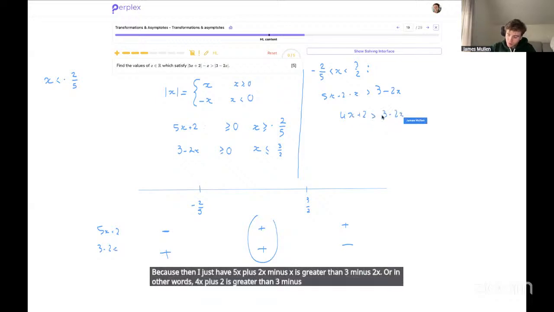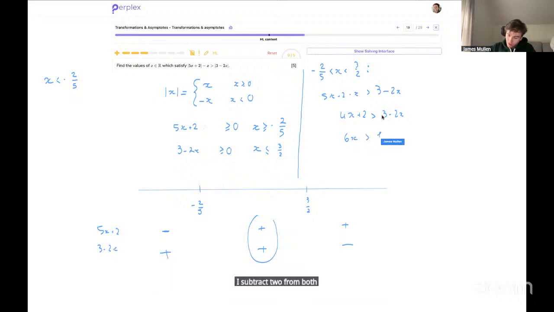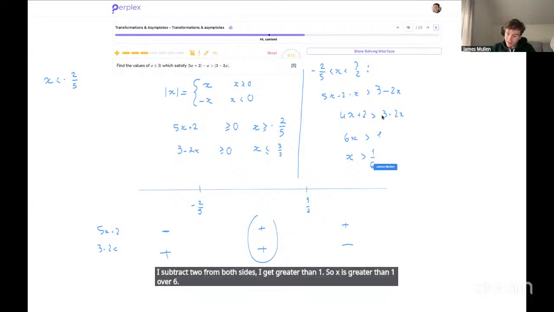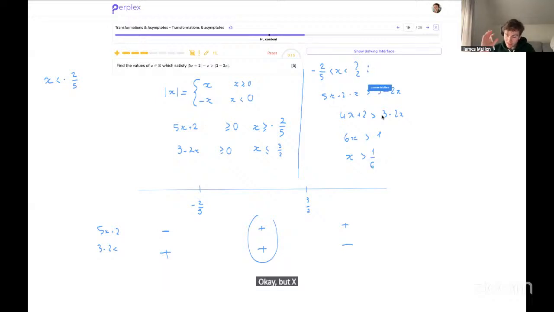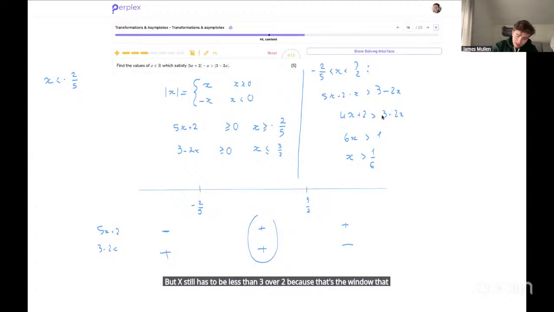I add 2x to both sides, and I will get 6x. I subtract 2 from both sides, I get greater than 1. So x is greater than 1 over 6. Okay, but x still has to be less than 3 over 2 because that's the window that we're in here. So the second piece is 1 over 6 less than x less than 3 over 2.